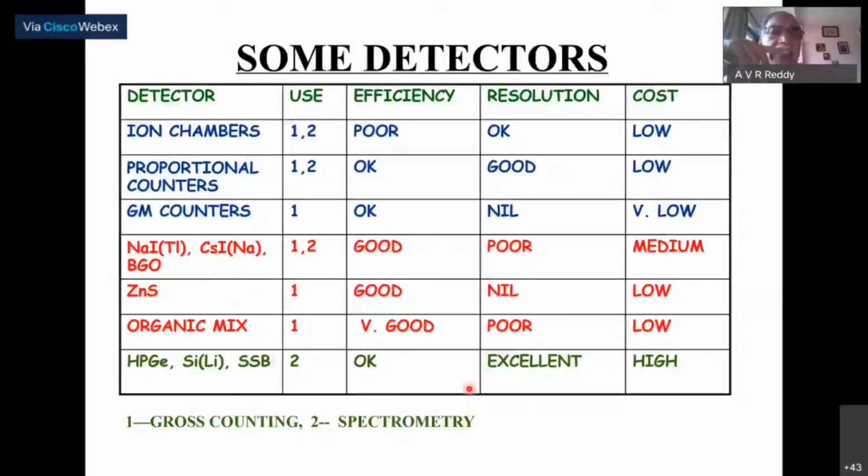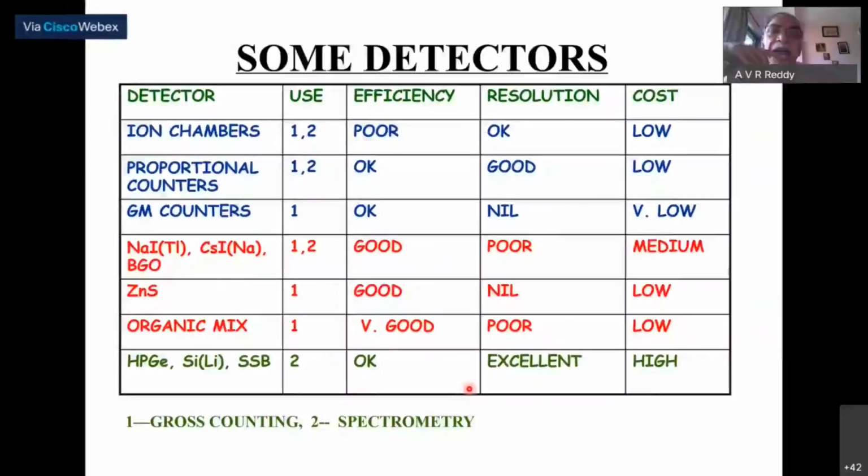The next class of detectors are scintillation detectors. Sodium iodide doped with thallium, cesium iodide doped with sodium, and BGO detectors. These are also a class of semiconductors. And this will be useful for both gross counting and spectrometric applications. Efficiency is good, and resolution, of course, is poor, and the price is medium.